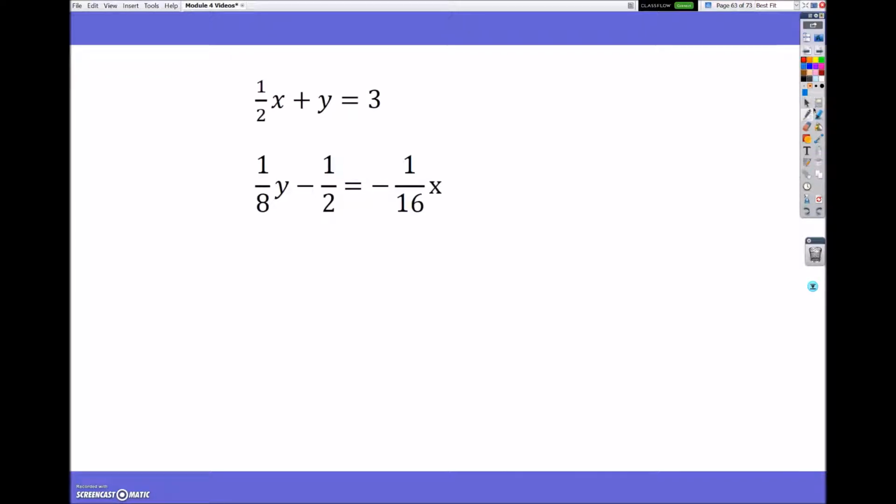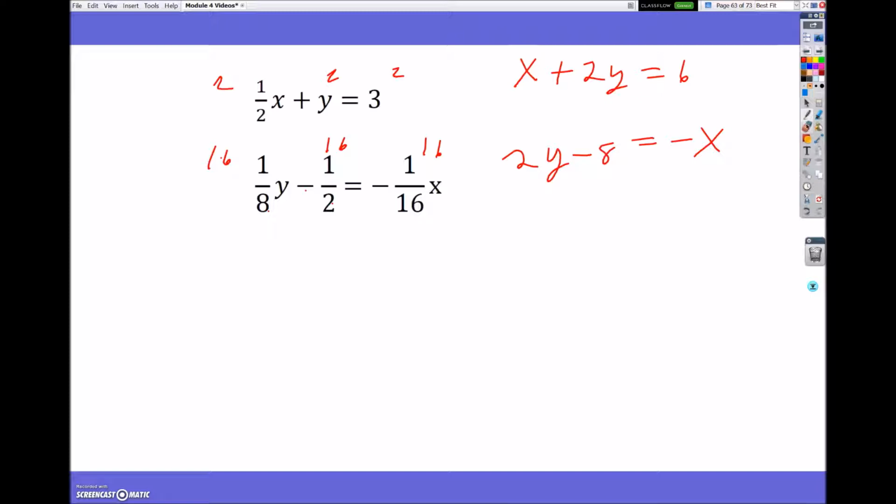So before I do anything, I'm just going to clear all the fractions because I don't want to work with these. So if I multiply each and every term by 2, I'm going to have x plus 2y is equal to 6. Then on this one, I'm going to multiply each and every term by 16. This would give me 2y minus 8x, minus 8 is equal to negative x. So let's make sure we did that right. 2y minus 8 is equal to negative x.